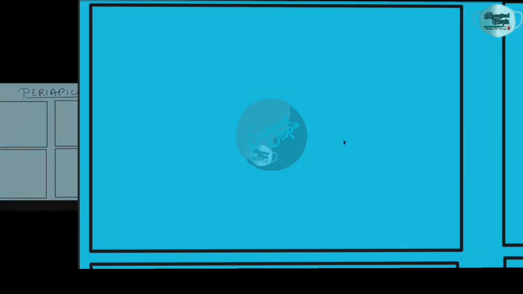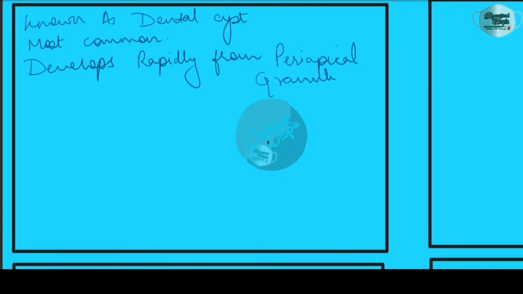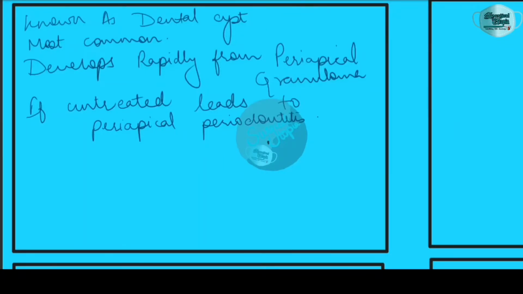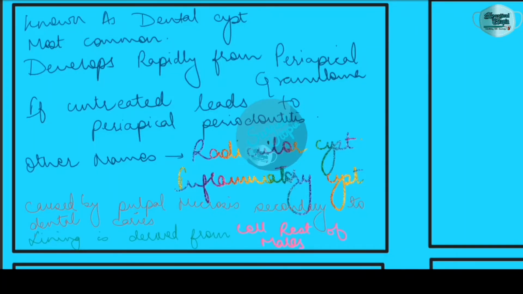Hello everyone, welcome to Surgical Utopia and yet again another video on the cyst of jaw. Today we will be discussing the periapical cyst, which is also known as dental cyst, and it is the most common odontogenic cyst. The cyst may develop rapidly from periapical granuloma and as a consequence of untreated chronic periapical periodontitis. There are various other names allotted to this cyst. The first one is the radicular cyst and the second is inflammatory cyst.